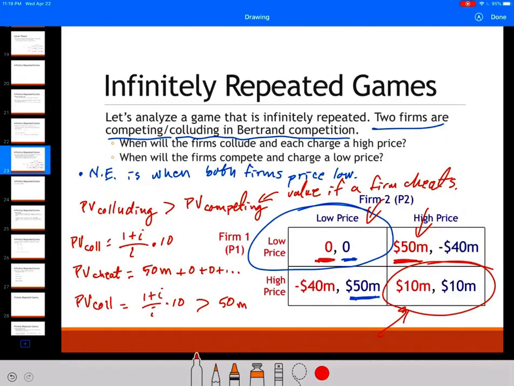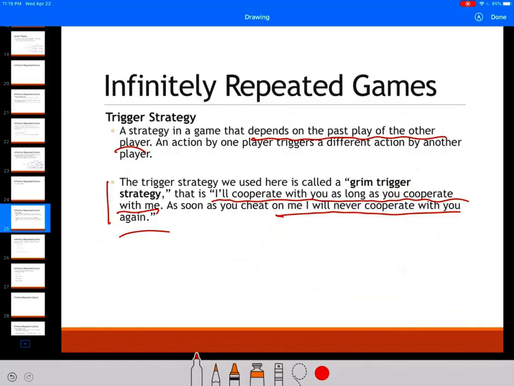We basically said, look, as soon as one firm cheats, they make that $50 million. But then after that, forever, you make zero, right? This is that 0 plus 0 plus 0 over and over again, okay? And so that we call a grim trigger strategy, all right?